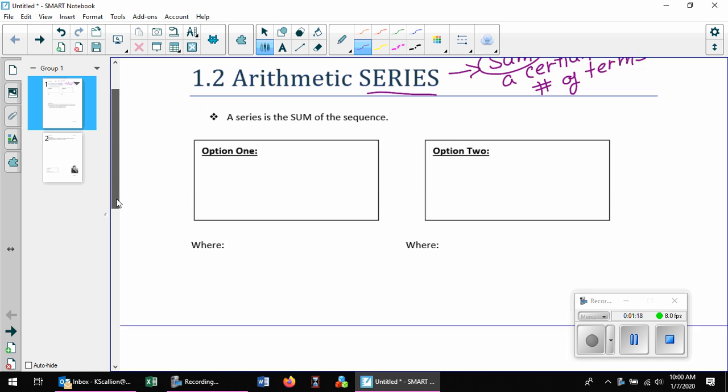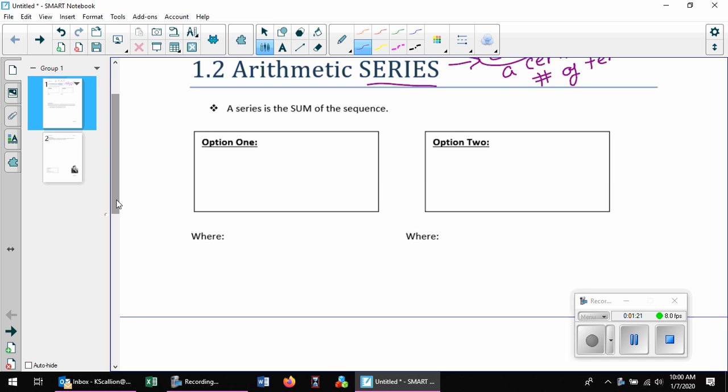Okay, so there's two options for this one. Option numero uno is S_n. I don't think you're going to use this quadratic formula all the time. Not so much. So that's the first one.